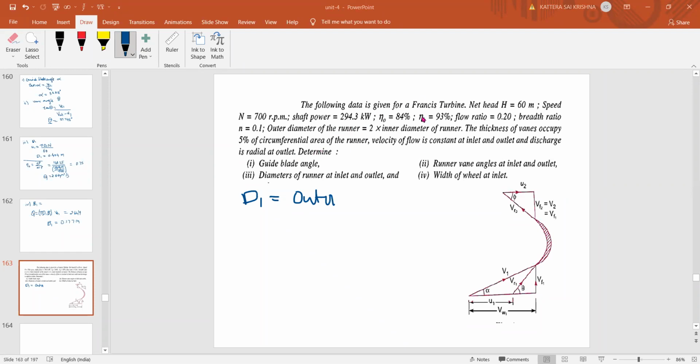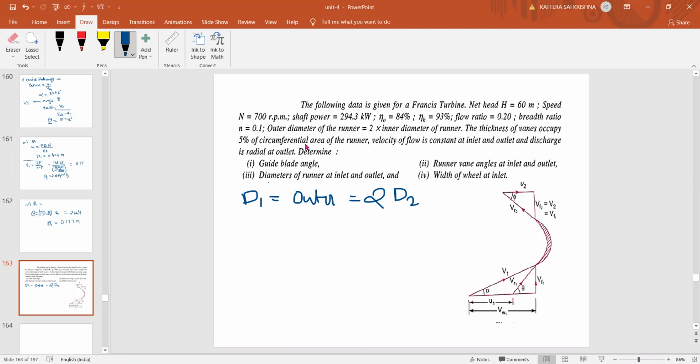Since Francis turbine is an inward radial flow reaction turbine, water flows from outside to inside. First the water hits the diameter D1, so outer dia becomes D1 first, and the runner inside diameter becomes your D2. That is the thing you need to remember. One more condition he said is outer dia D1 is 2 times your inner dia D2. I wrote it for understanding: D1 equal to 2 times D2, which is inner diameter.